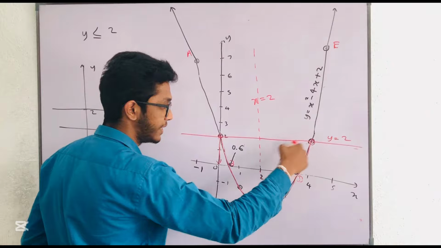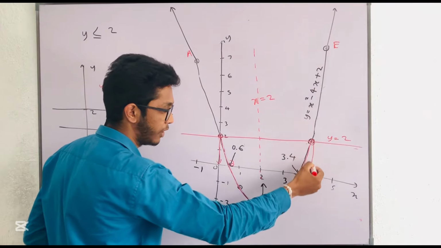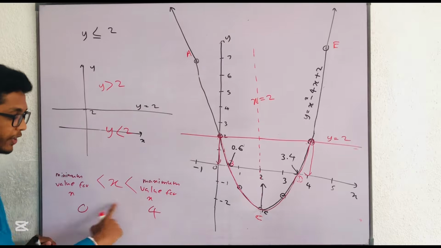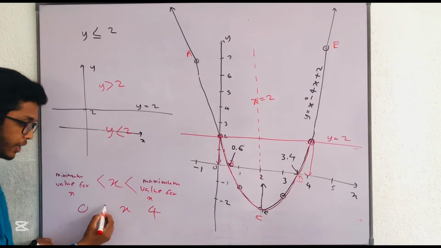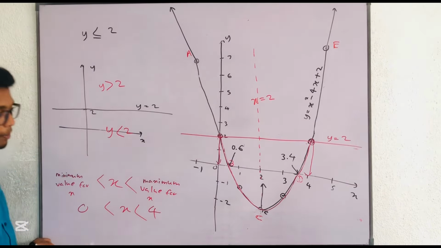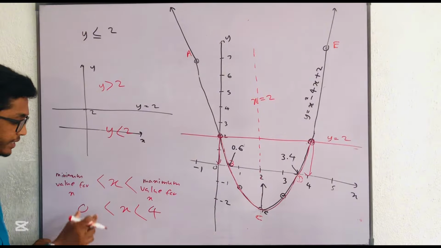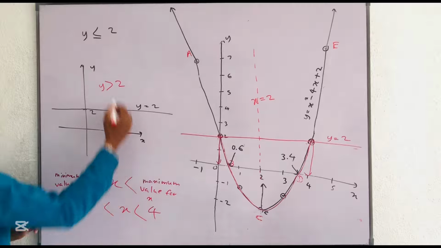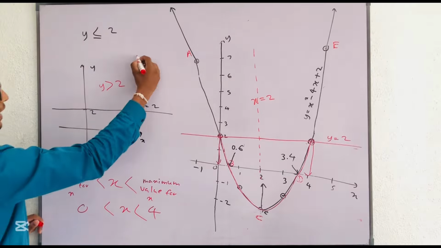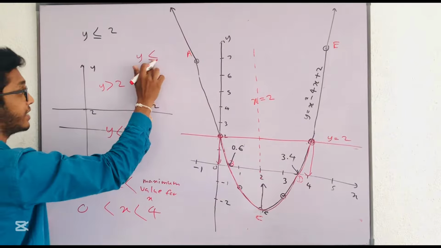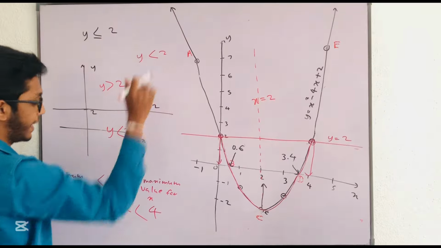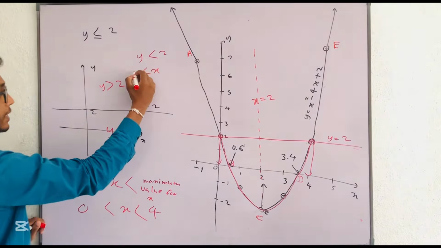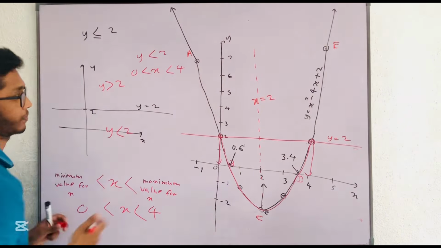Maximum value for x, this is the maximum point, so the maximum value for x is 4. In between that we have to write x and put the inequality mark. So the common range is x greater than 0 less than 4. So that is the part for y less than 2. That is the range that represents y less than 2. That means x greater than 0 less than 4.